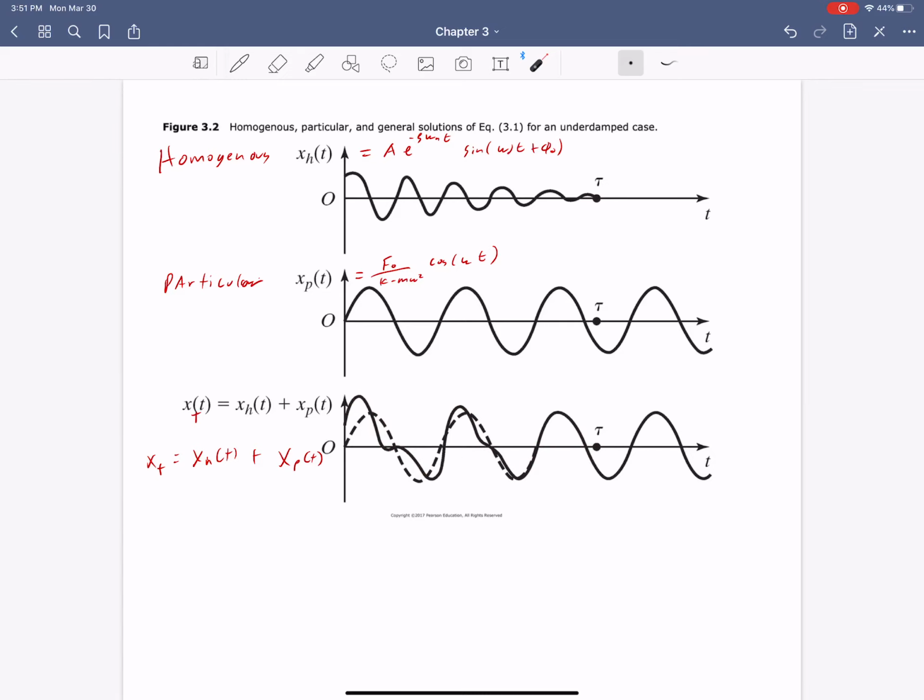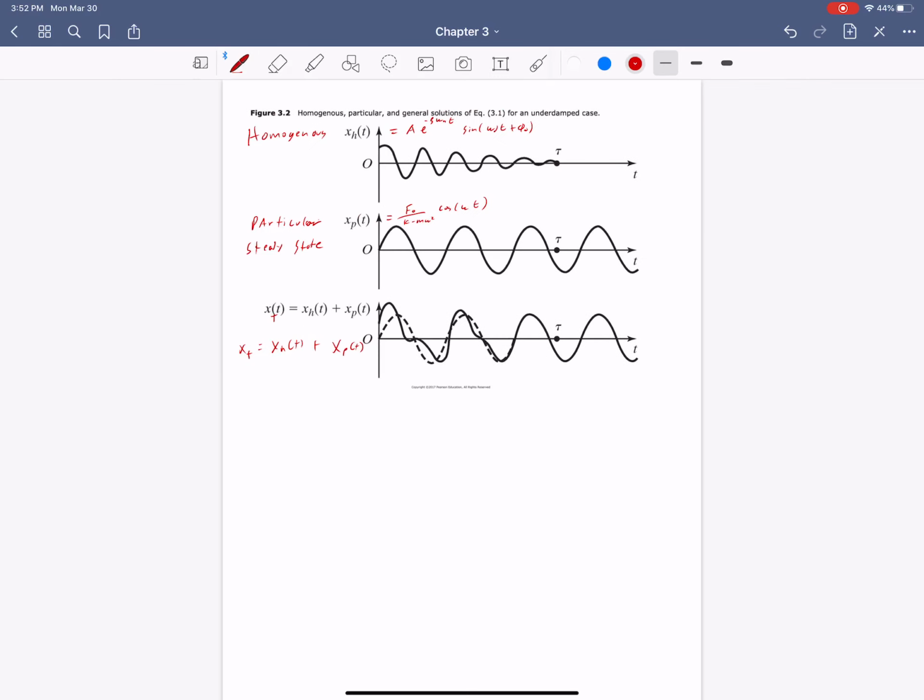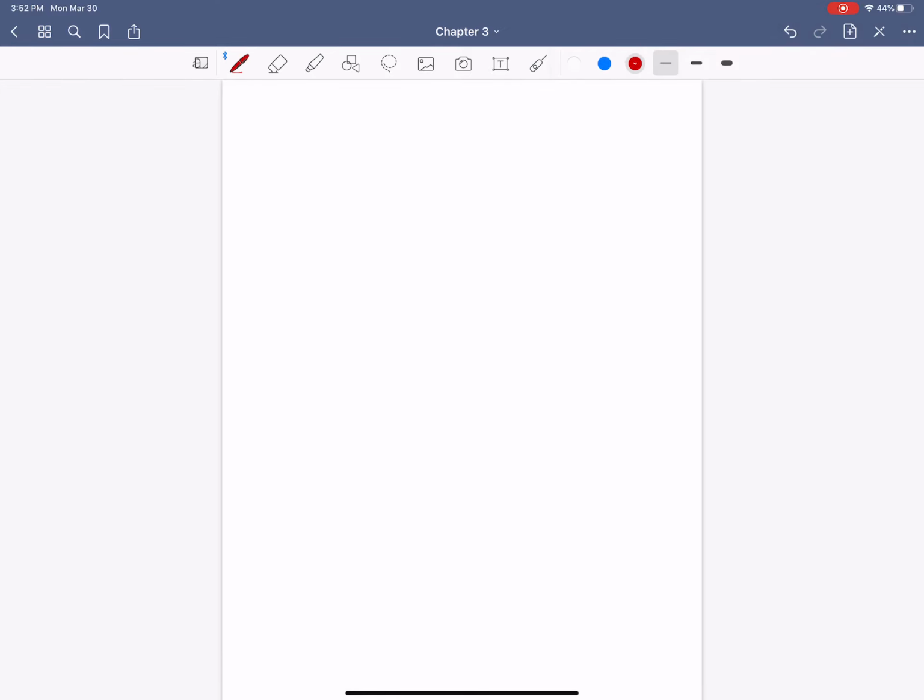Eventually, this decays out and doesn't influence anything, and the particular solution takes over. You'll also see sometimes people refer to this as steady state, because if you make time long enough, eventually this is what happens for your whole system. So once again, our position x of t depends upon the initial conditions from the homogeneous solution, and then also the particular solution, which is coming from our forcing function. So let's add a blank page below and see where that comes from.